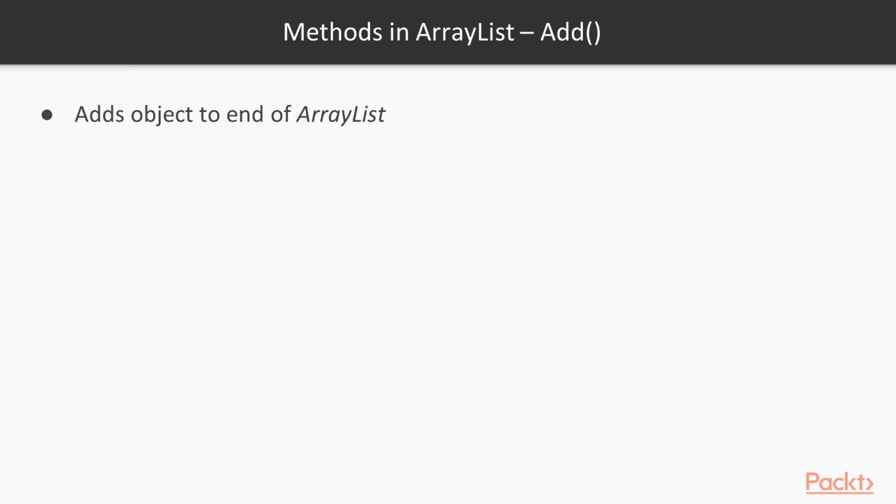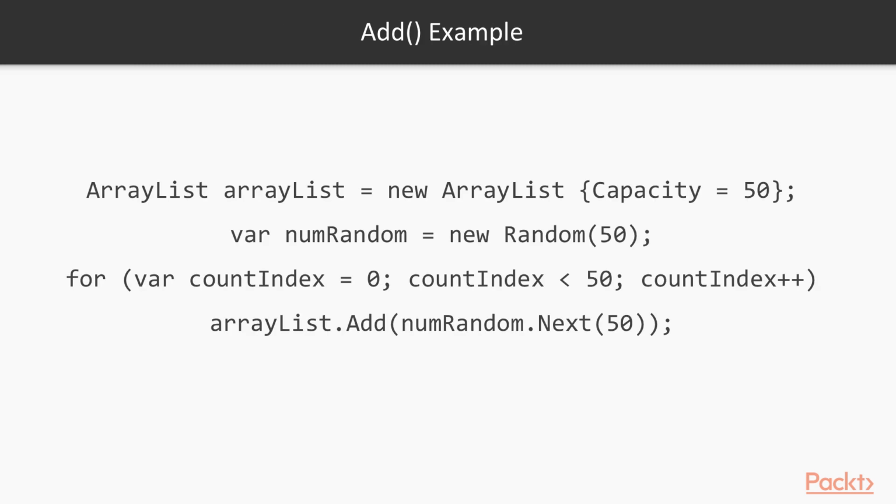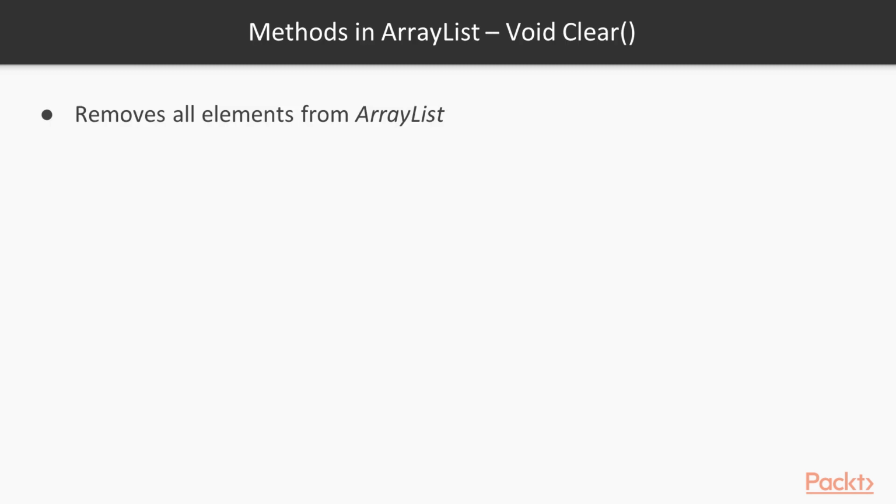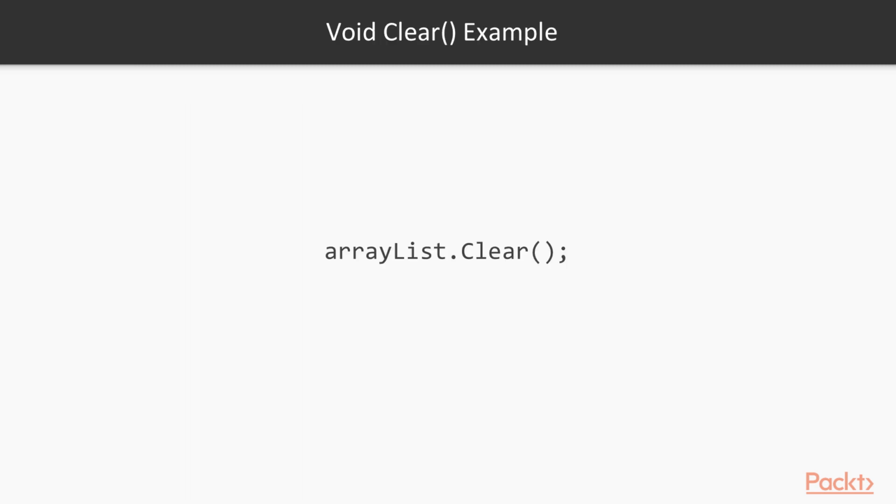Now, we will see methods used. Properties play important roles while we're working with ArrayList. The first method is the add method that adds an object to the end of ArrayList. Here's the example for add method. The next method is the void clear method, which removes all elements from ArrayList. This is the example of void clear method.